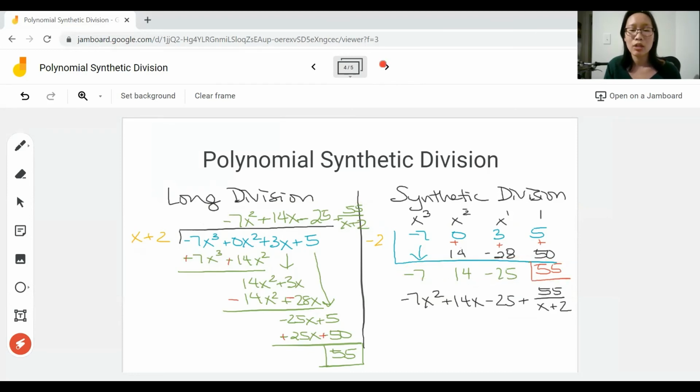But I also want you to pay attention to the numbers. The 0, 14, 14, it's all right here in the long division. This 3, negative 28, negative 25 is right here in this step. And this 5, 50, 55 is right here in this step. So synthetic division is just a way to do the same thing, but without having to write out all your variables in every step. Let's summarize.